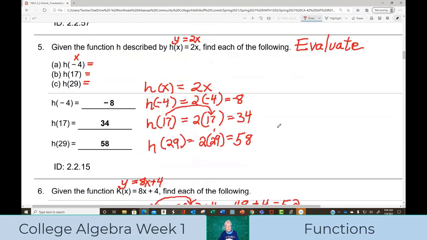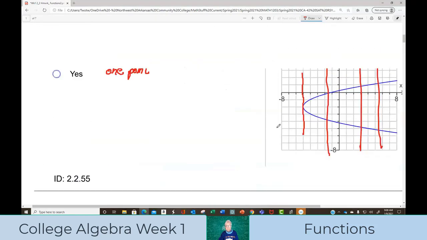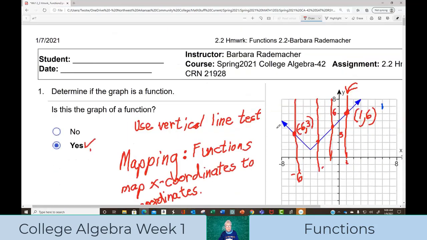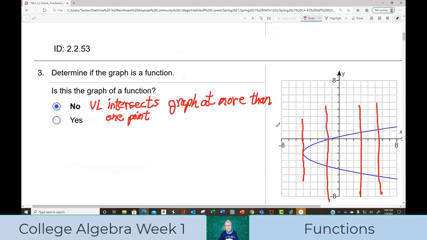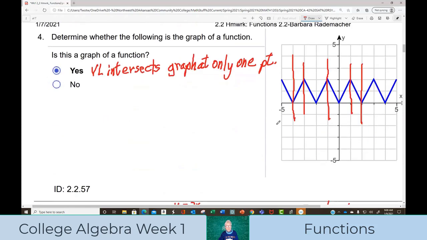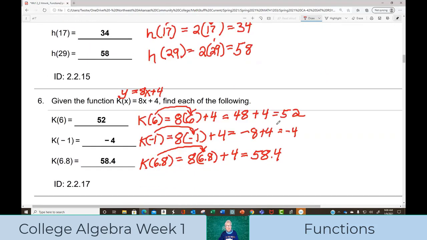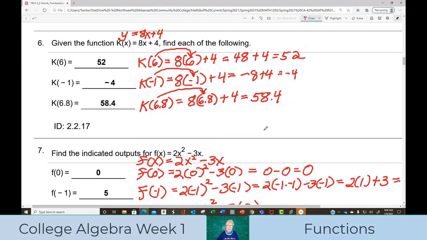Any discussion about this before we go on? Again, we're reviewing stuff you did in beginning algebra. You first learned about functions in beginning algebra, which is the same as algebra 1.